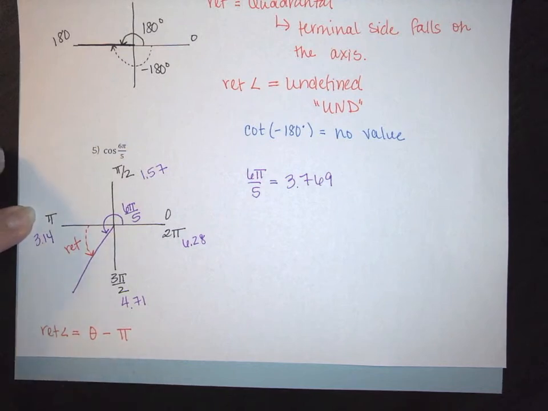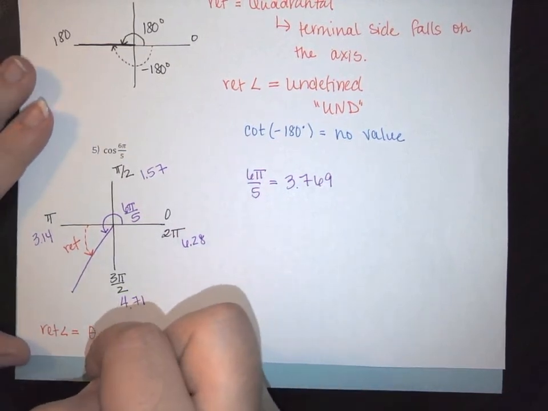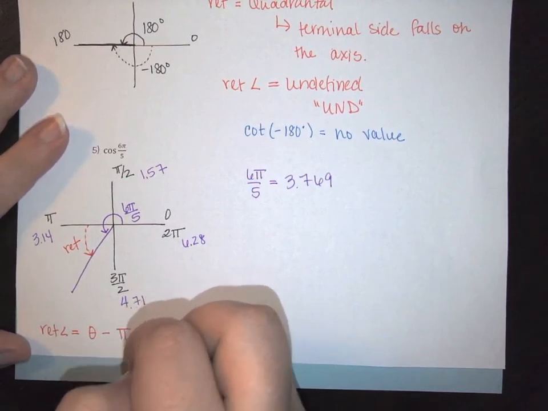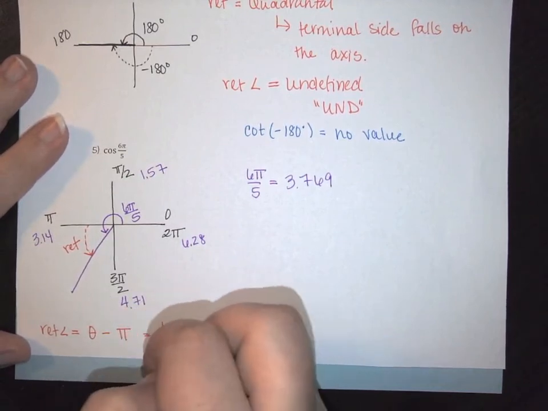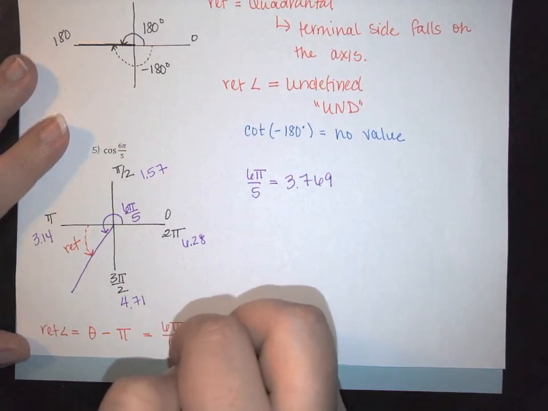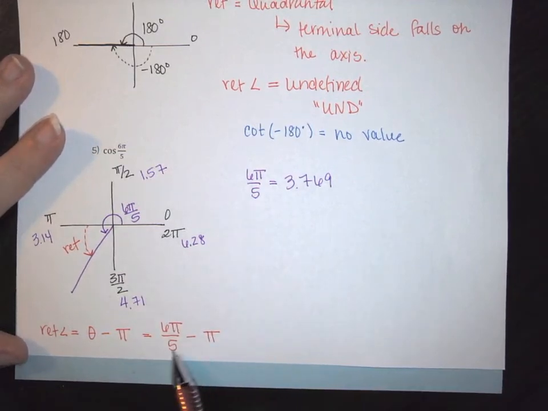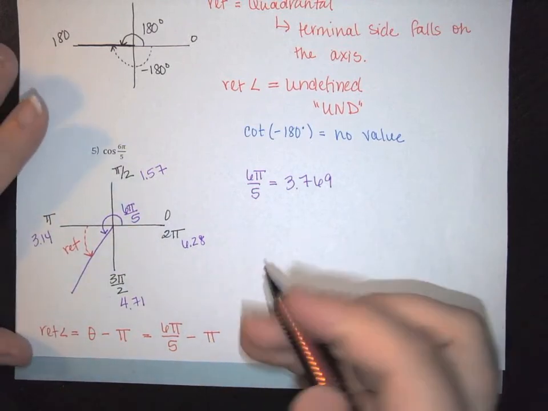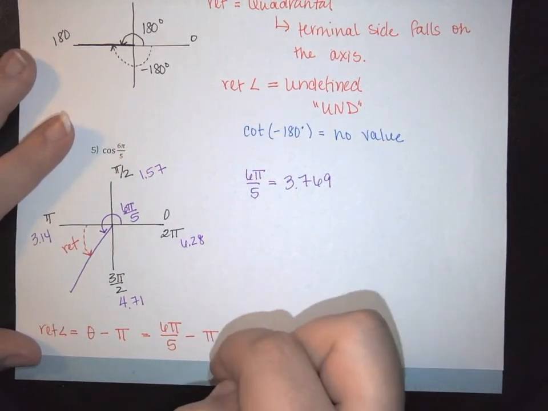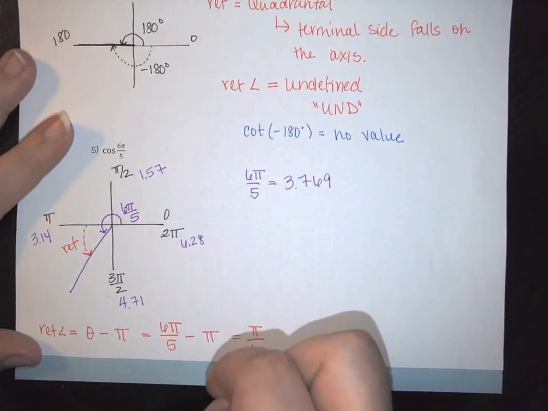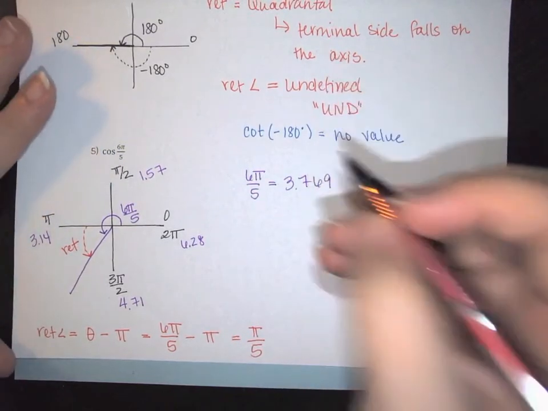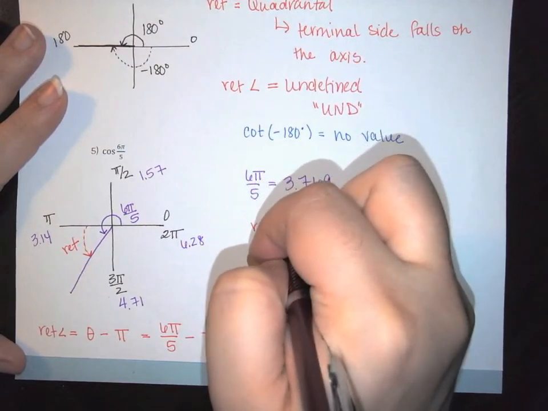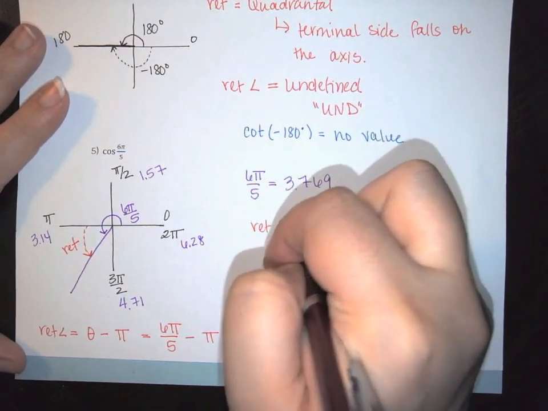Okay. So in this case, to find it, we have that my angle is 6 pi over 5. We are going to subtract a pi. Remember, you have to have common denominators in order to subtract fractions. So in this case, you're going to end up with pi over 5. So my reference angle here is going to be pi over 5.